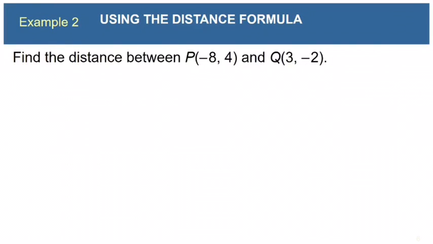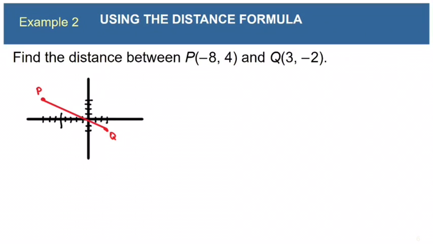Now here is our first example using the distance formula. We want to find the distance between -8, 4 and 3, -2. I think, especially starting out, it helps if you have a coordinate system to look at so you can see where the points are. -8, 4 would be 8 to the left and up 4. 3, -2 would be 3 to the right and down 2. And the distance we're trying to find is the distance from P to Q.